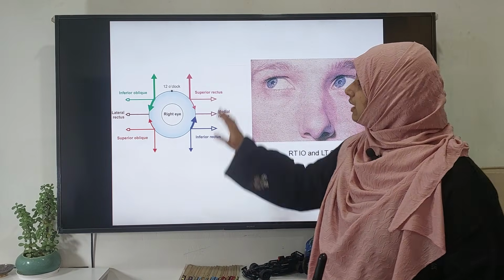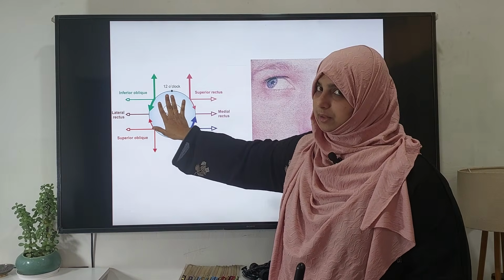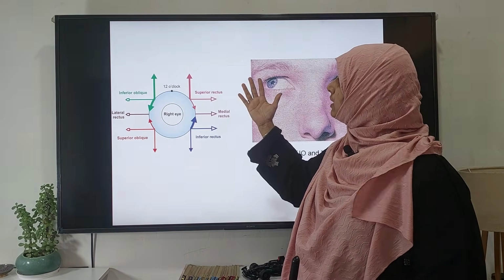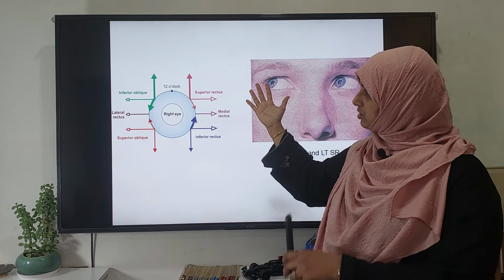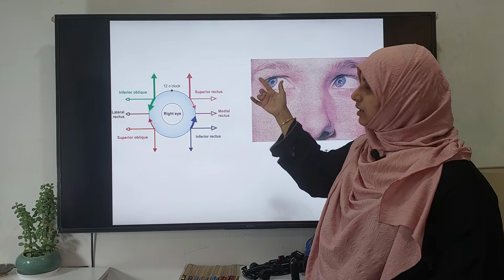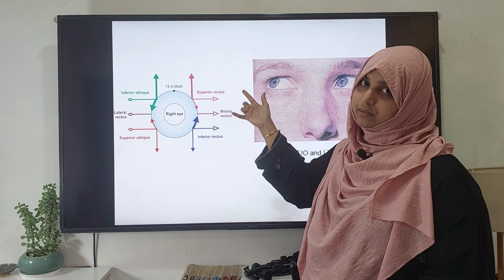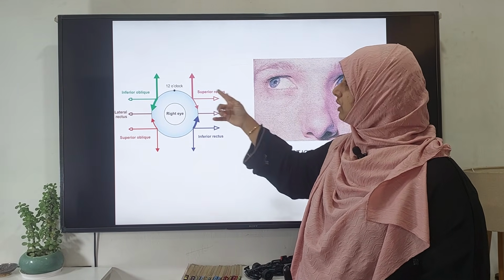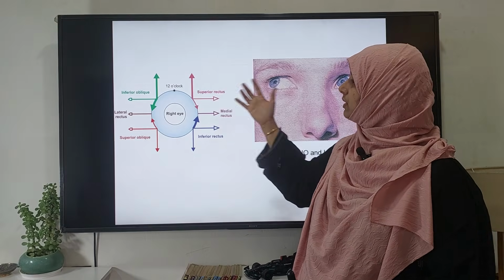So now, if I have this picture here for the right eye, and I'm going to take a mirror image of the picture, now in this medial aspect, in this quadrant, can you tell me which muscle will be acting? That's going to be superior rectus.